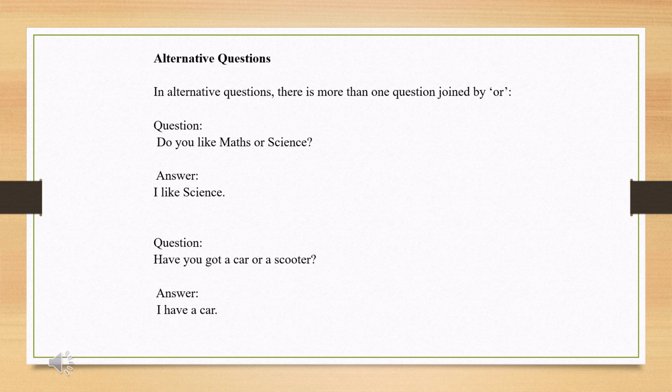Next, alternative questions. In alternative questions, there is more than one question joined by or. Look at the example sentences. First one, do you like math or science? Supposedly, the answer is I like science. Have you got a car or a scooter? I have a car. Each of the questions requires a full answer.